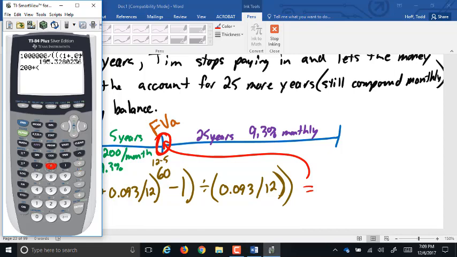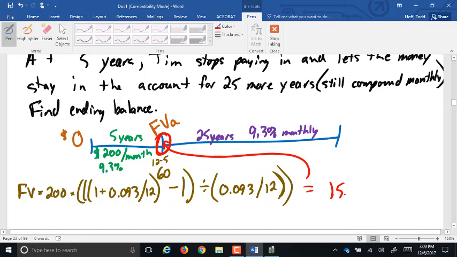So 200 times 1 plus 0.093 divided by 12, to the power of 60, minus 1, close, divide by 0.093 divide by 12, close, close. Did you guys get 15,204.20? So that is the balance they have right here.